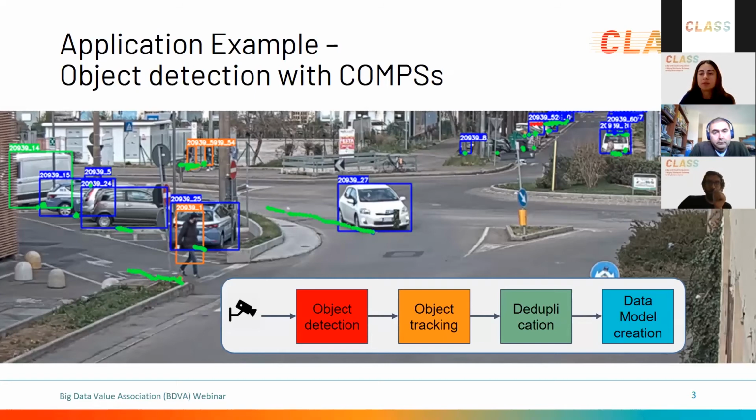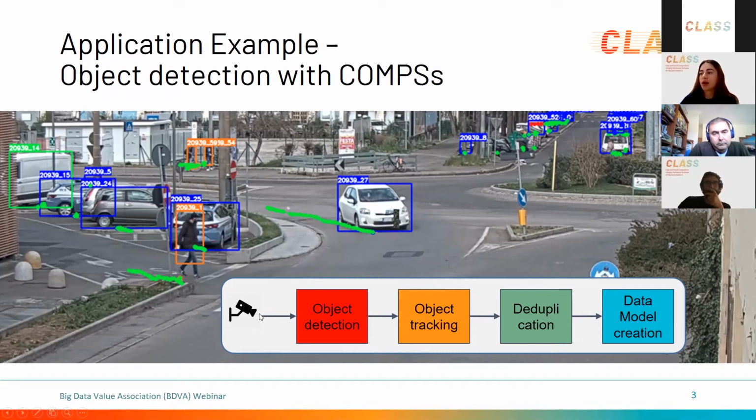I will provide a specific example on how to develop an object detection application using COMPSs. This example is inspired, of course, by the class use case presented by Roberto in the previous presentation, and it is a subset of this use case that we actually use in class.